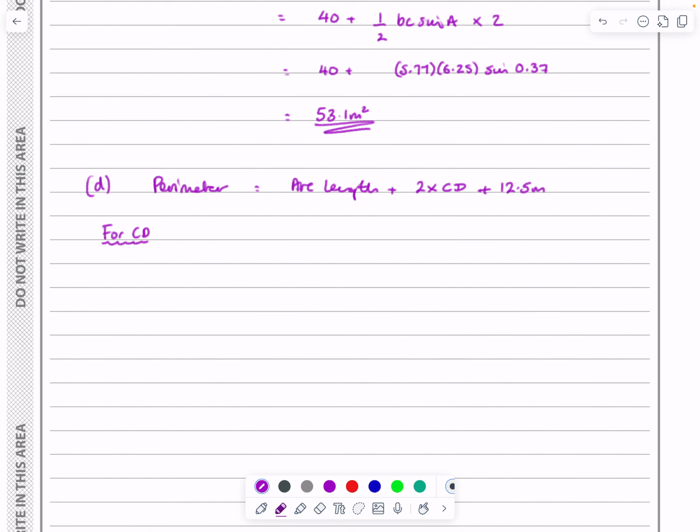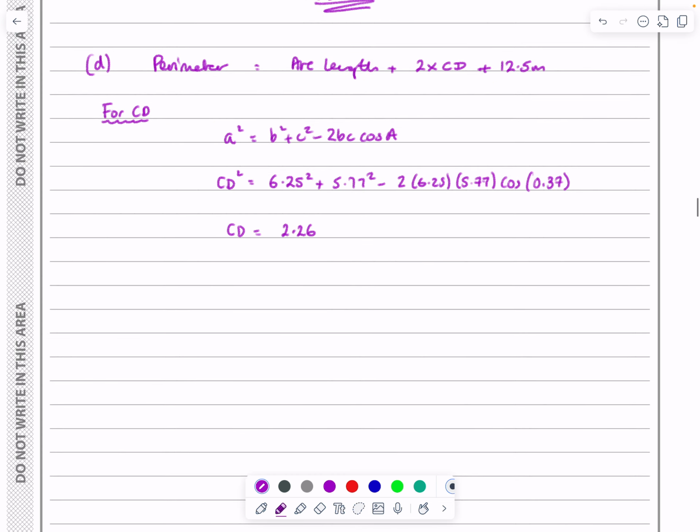So for CD, we're just using the cosine rule. A squared is B squared plus C squared minus 2BC cos A. Got all the information that we need in there. So CD squared, don't rush through this though, is 6.25 squared plus 5.77 squared minus 2 lots of 6.25, 5.77 cos, and then just make sure you're getting the right angle this time, 0.37 when we're doing that one. I'm just going to go straight to the answer for that. We've got enough that we're doing here. I'm going to do that one to 2 decimal places, and then if I do everything to 2 decimal places at the end, I can just correct it.